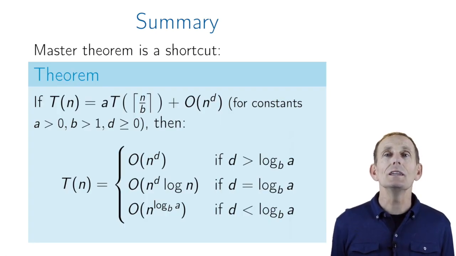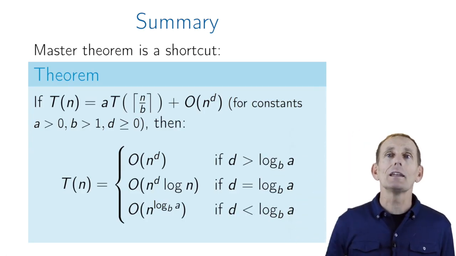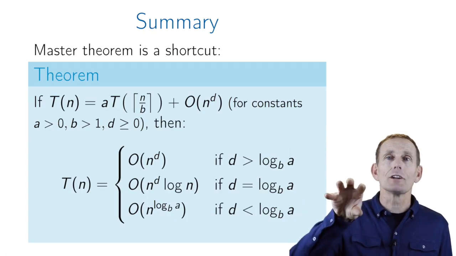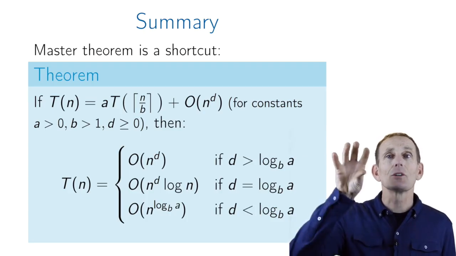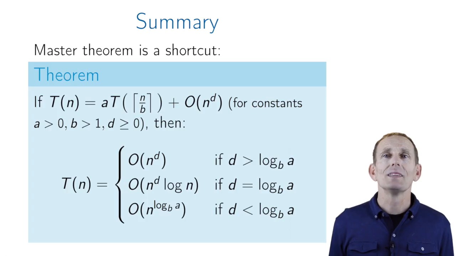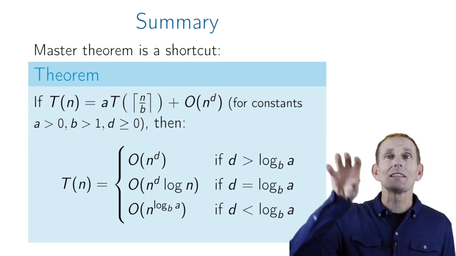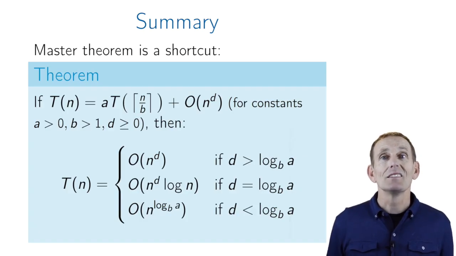So it's going to be the amount of work at the first level, which we know is big O of n to the d, times log n, because there are that many levels. On the other hand, if the first term is larger than the second term, I know the first term is going to dwarf all the other terms, and so we're left with just big O of n to the d. And finally, if the first term is less than the second term, I know they're going to keep increasing, and it's the bottom term that I need. And that is just going to be the number of leaves, which is n to the log base b of a.